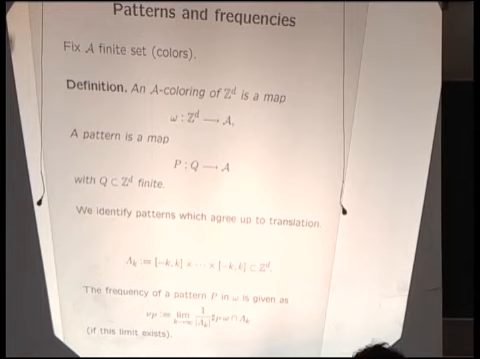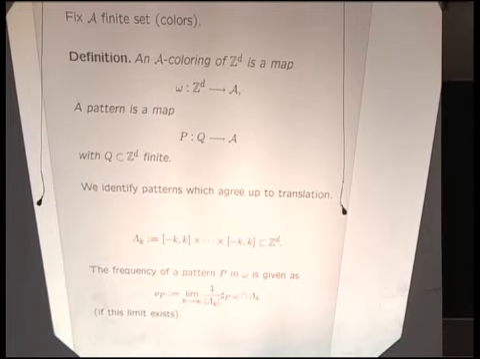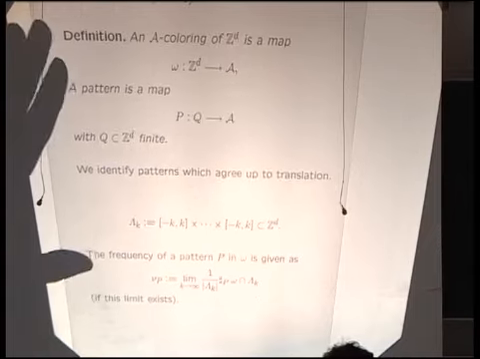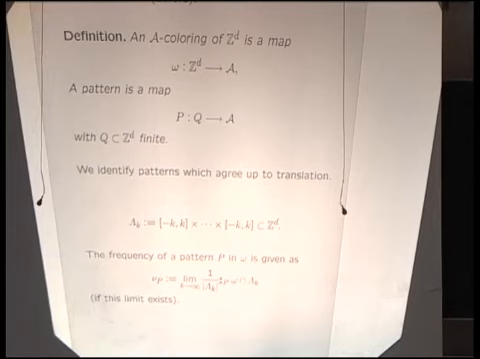So, definition: we fix a finite set A, which we call the colors, and then an A-coloring of Z^d is a map which associates to each point in Z^d a color in A. And a pattern is just a local version of this. A pattern is a map which goes from some finite set Q in Z^d to A. And then we will identify patterns which agree up to translation.